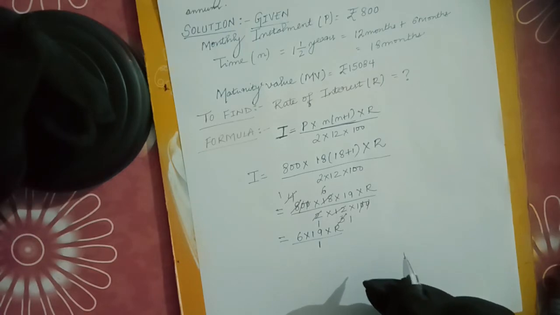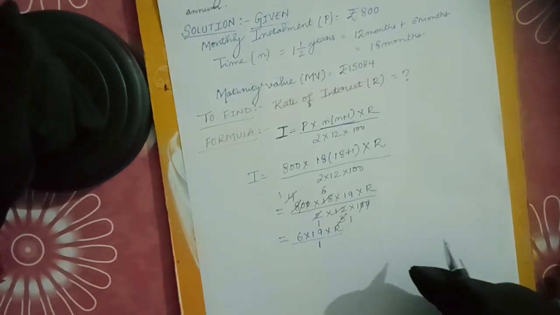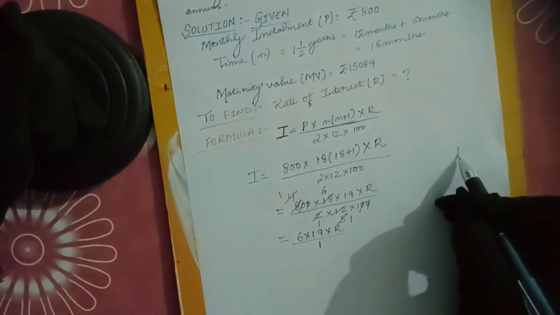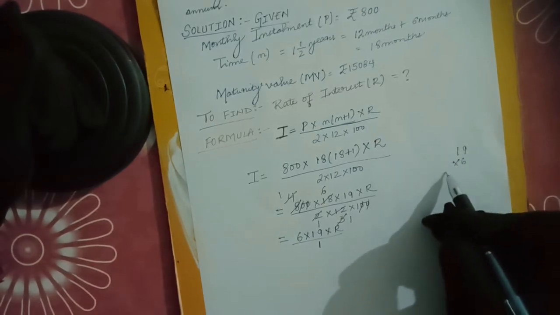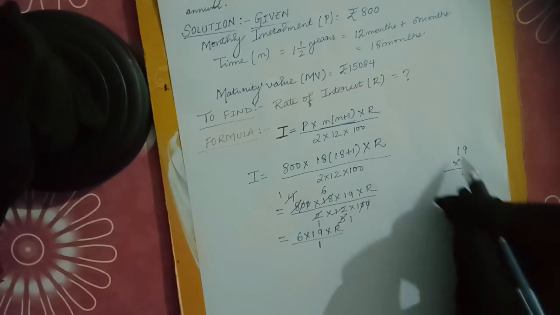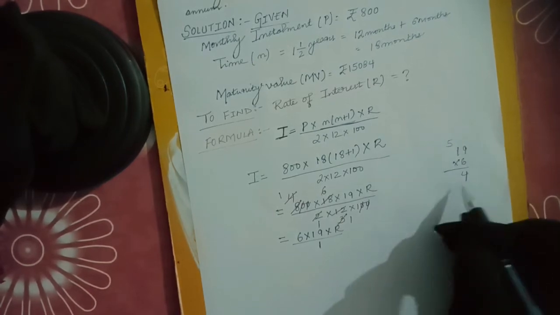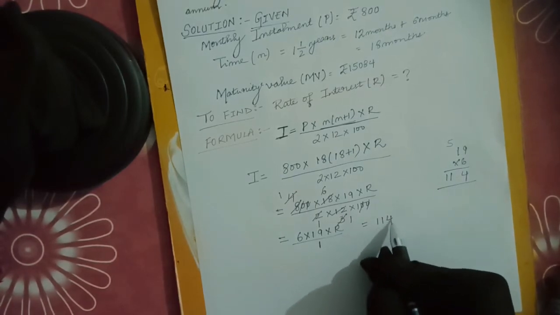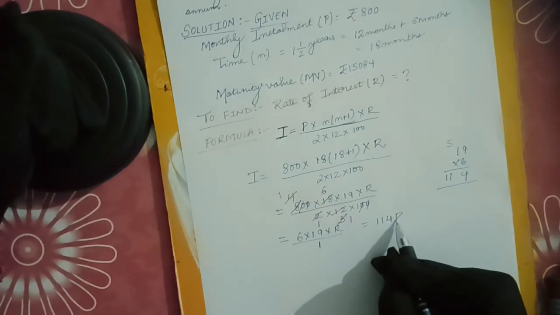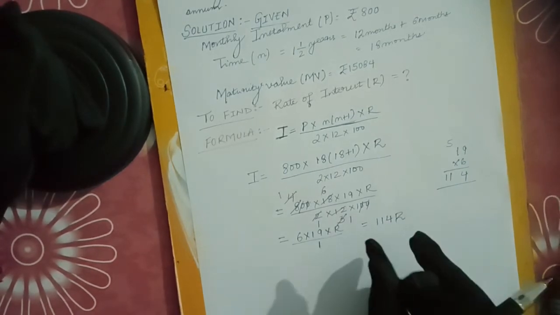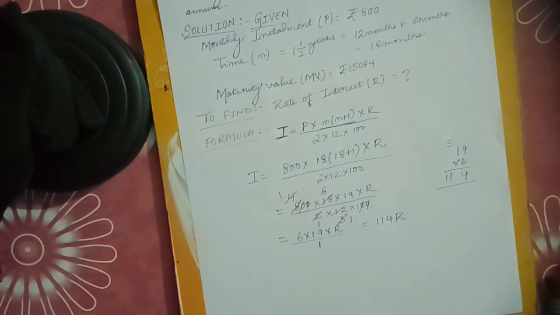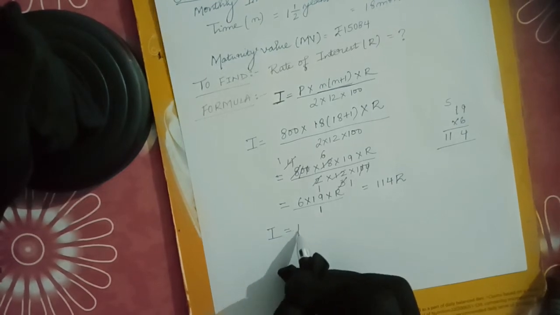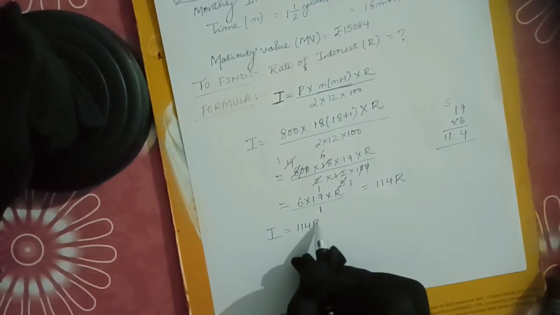So now we have to multiply. So 19 into 6. What is 19 into 6? 6 nines are 54. 5 carry. 6 ones are 6 and 6 plus 5 is 11. So we have got 114. And since R is also there, whenever we multiply a variable, it will just get attached to that number as it is. So the interest in terms of R is 114R.